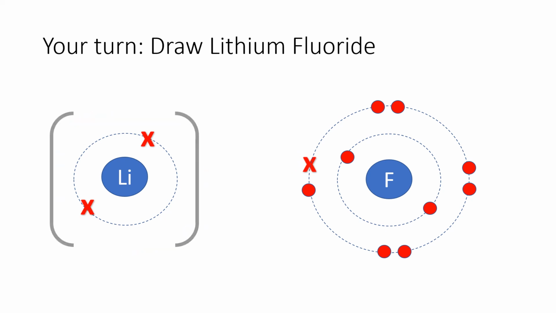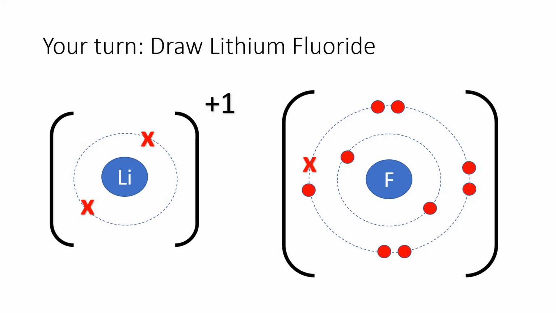That lithium is now stable, so I'm going to put brackets around it and I'm going to say +1 because it's lost 1 electron. And the fluorine is now stable, it's got a full outer energy level with 8. It's gained 1 electron, so it would be a -1. And it should look something like this. If you skipped ahead and you did the ions straight away, absolutely brilliant, well done.